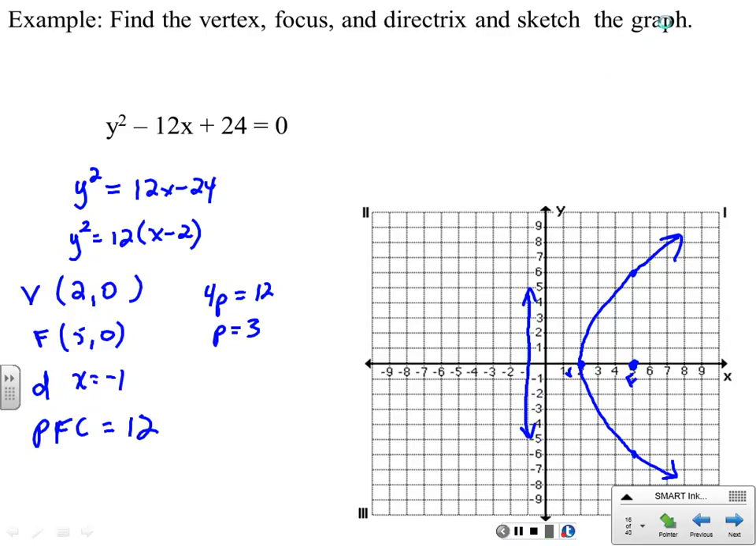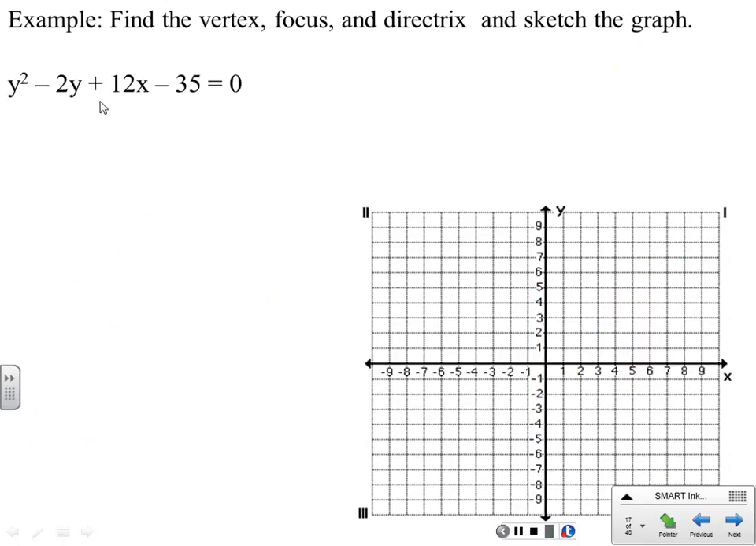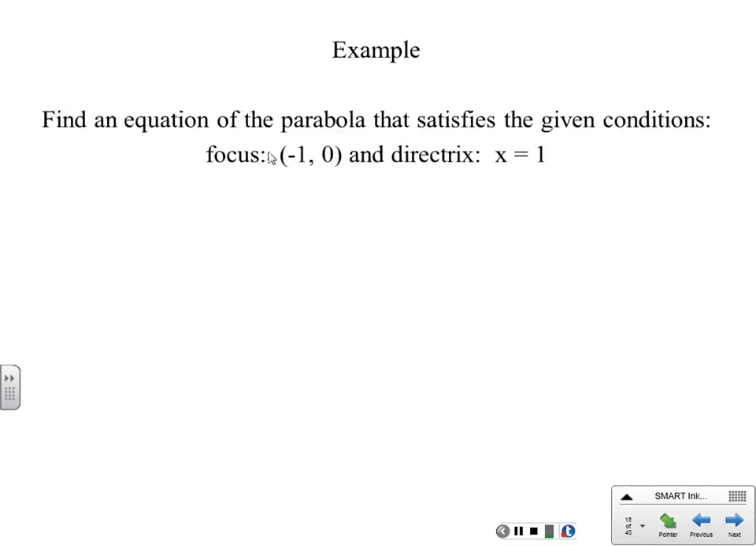But if I give you an equation, you should be able to graph it. Even if I give you something like this, you should know how to do this. Do you want to do this one? Or are we good? Okay. So now what's going to happen is this. I'm going to describe a parabola to you. And guess what? You get to write the equation. So look at this. It says, find an equation of the parabola that satisfies the given condition. Your focus is -1, 0, and your directrix is equal to -1.